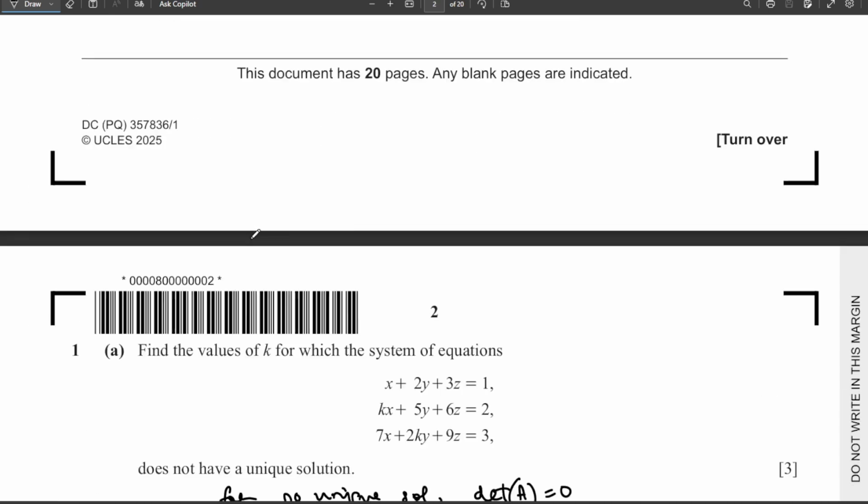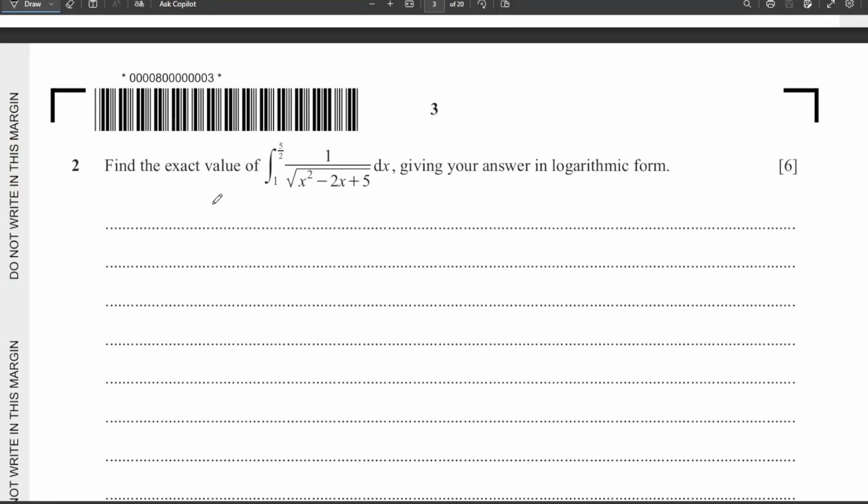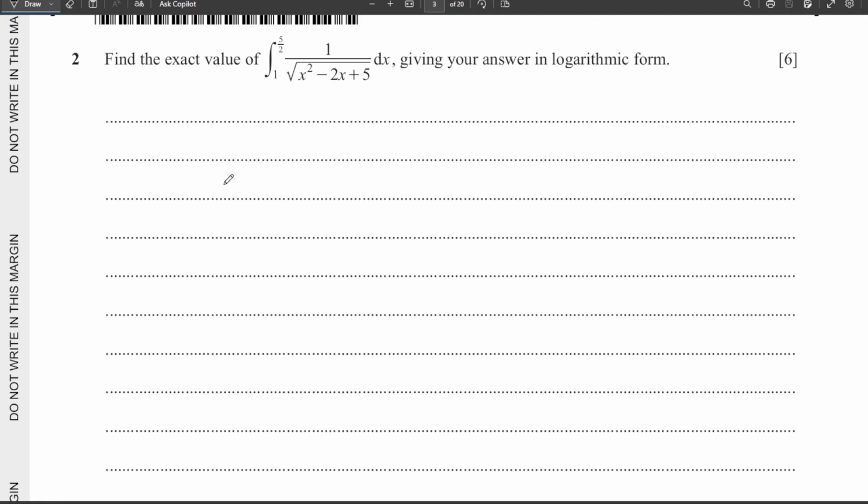We'll go for question 2 now. The previous question I've uploaded into the playlist already. They want us to find the exact value of this definite integral, with limits from 1 to 2.5, of 1 over the square root of this quadratic expression.